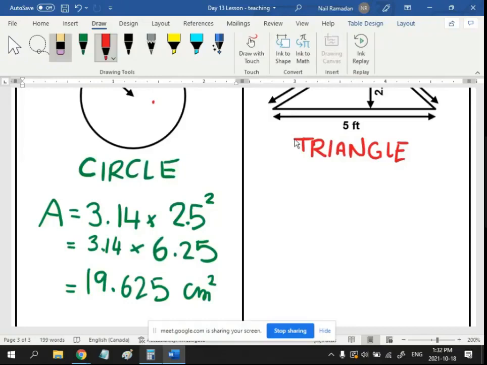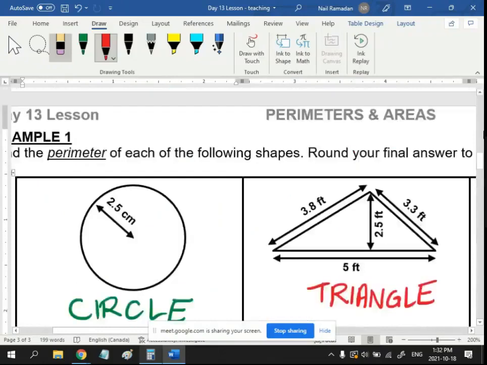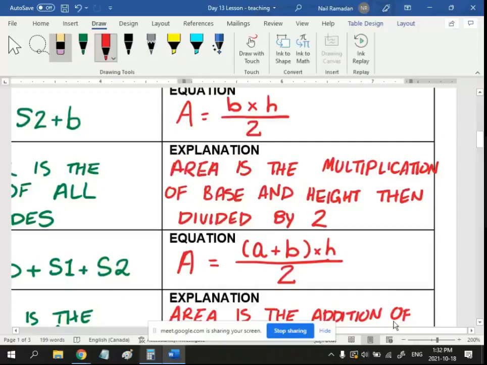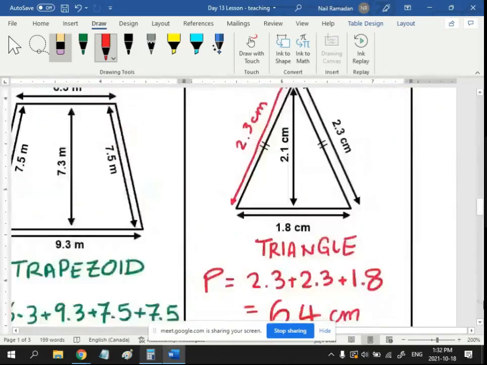In fact, I will show you what I mean. Everyone, if you go up to the first page, what's the area equation of a triangle? What does B stand for? Base. What does H stand for? Height. Base times height divided by 2. So let's go down to the third page. There we go.